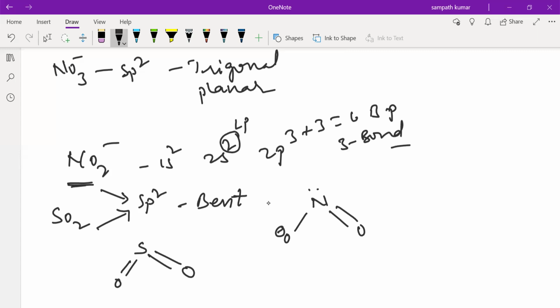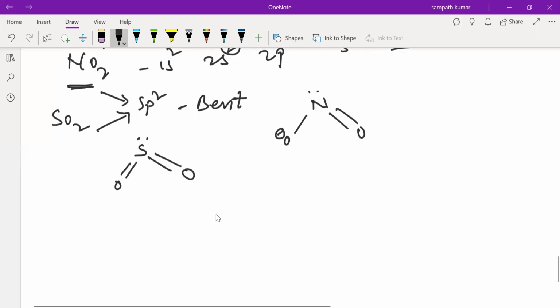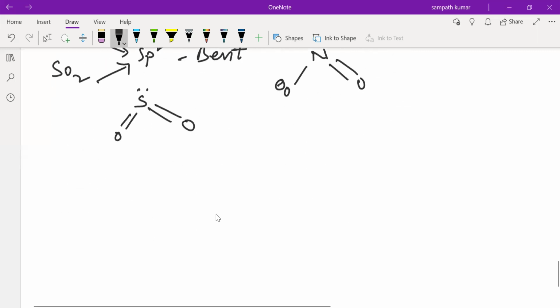Sir, it belongs to the sixth group element, so it has one lone pair. Due to the lone pair we get the bent structure. If these lone pairs are absent, we get the linear molecule. Okay? Right. Very good.